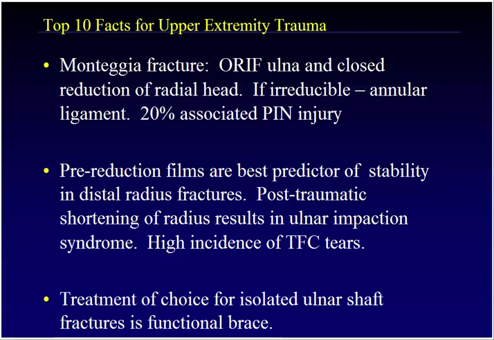The treatment of choice for an isolated ulnar shaft fracture with appropriate alignment, less than 50% displacement, and less than 10 degrees of angulation, is a functional cast brace. Now, that concludes the upper extremity section.